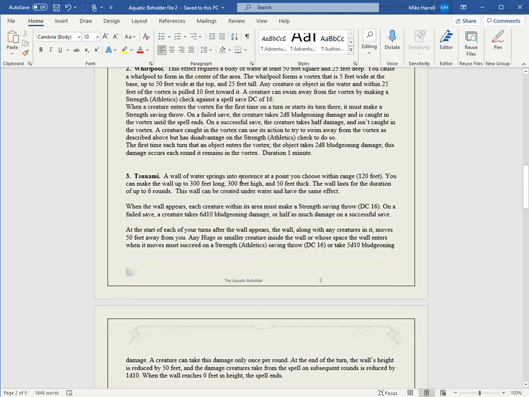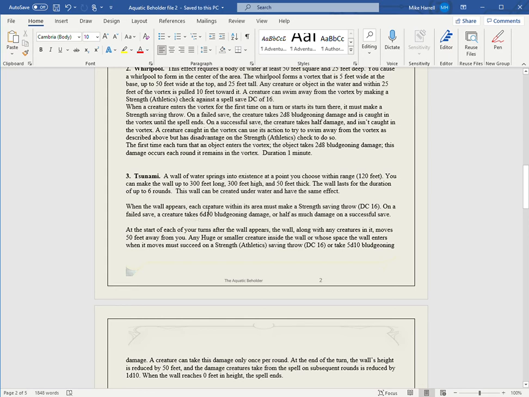Next eyestalk has something called Tsunami. A wall of water springs into existence at a point you choose within range, 120 feet. And this wall of water could be forced and moved under the water too. Doesn't have to be on top on the surface either way. You can make the wall up to 300 feet long, 300 feet high, and 50 feet thick. So that's a big wall. The wall lasts for the duration, up to 6 rounds. This wall can be created underwater and have the same effect.